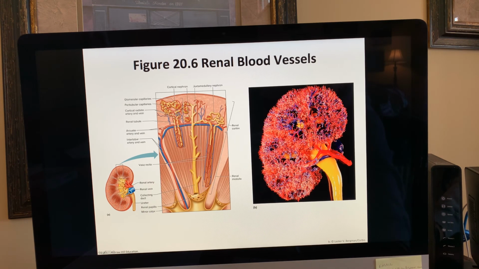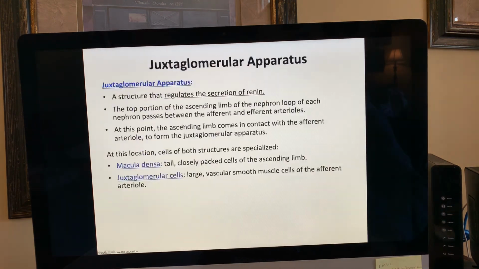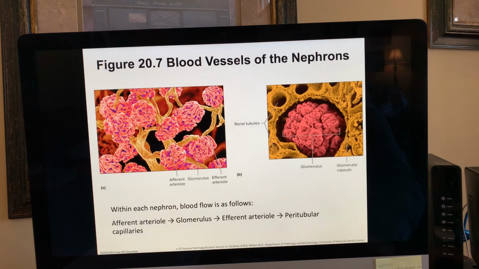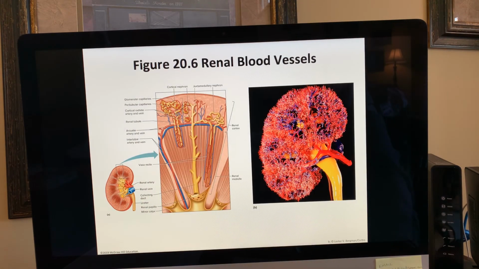The blood ultimately is going to collect into interlobular or cortical radiate veins, which are then going to collect into arcuate veins, which go on the border between the cortex and medulla, ultimately emptying into interlobar veins and collecting with the other interlobar veins to form the renal vein, which is then going to enter the inferior vena cava.